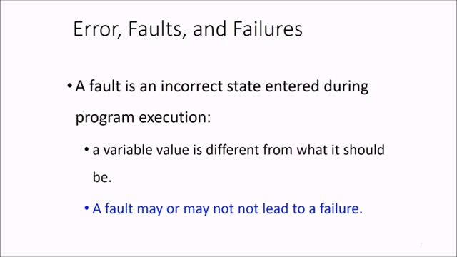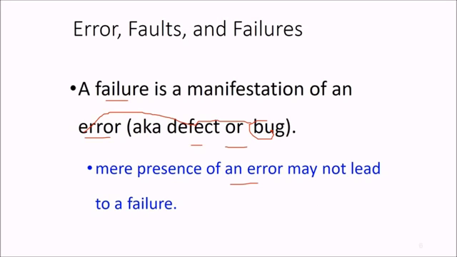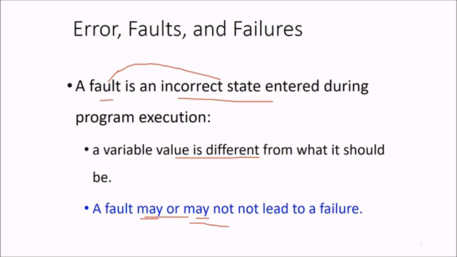Then what about a fault? A fault is an incorrect state entered during program execution. It is different from an error in that it talks about an incorrect state resulting from program execution. For example, a variable value is different from what it should be. This can be a result of a fault. We have seen in error also that the presence of an error may not lead to a failure. A fault may or may not lead to a failure.